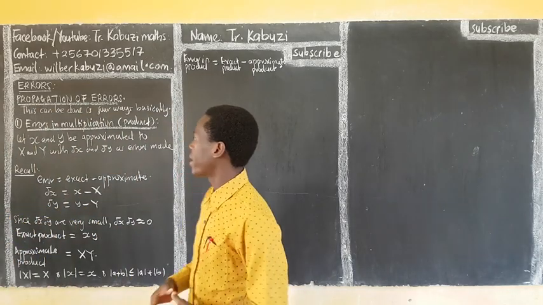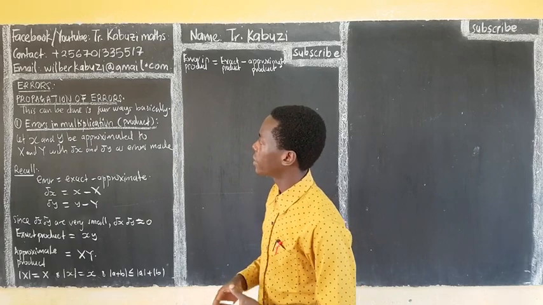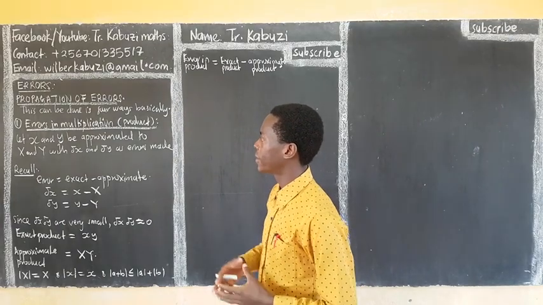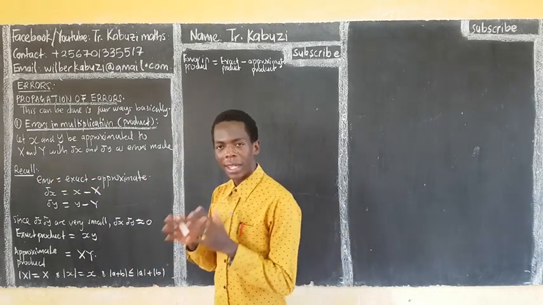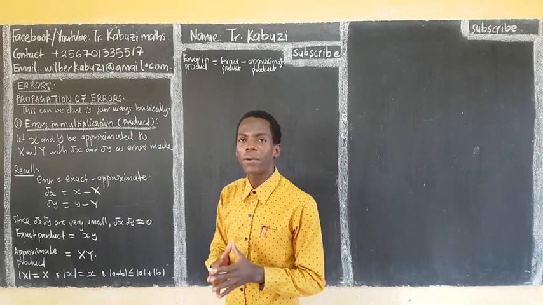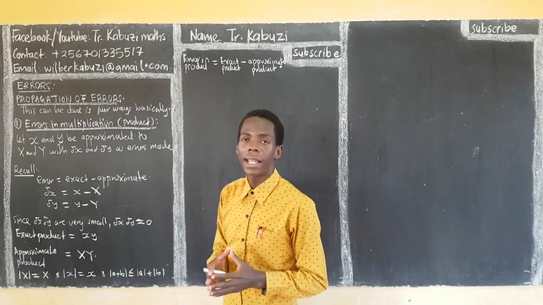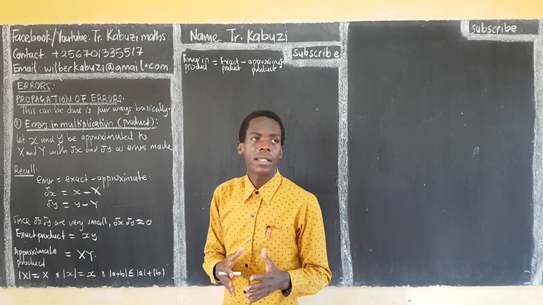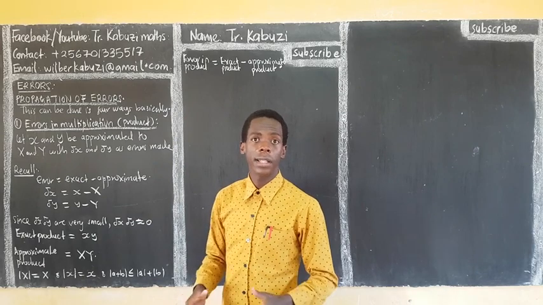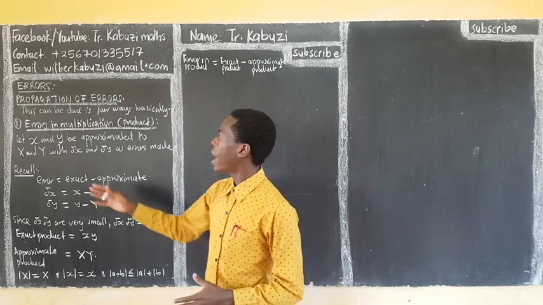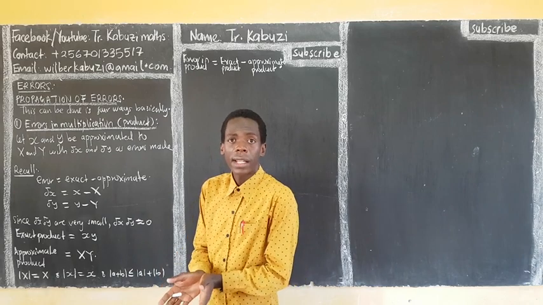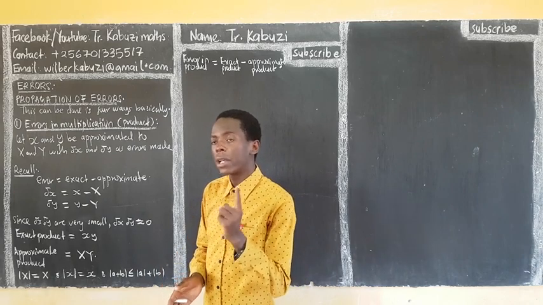Error in product or multiplication. That's what we are going to see. So we say, let x, and here you should be careful with what you let. Don't be misled. Not always is the exact value going to be capital X. Like in this case, our exact product is small x. So always be careful with what you let.